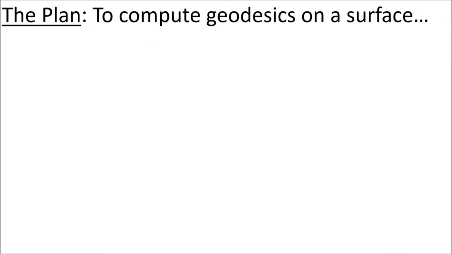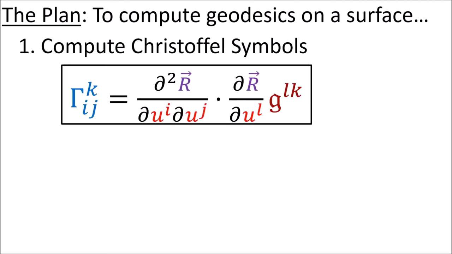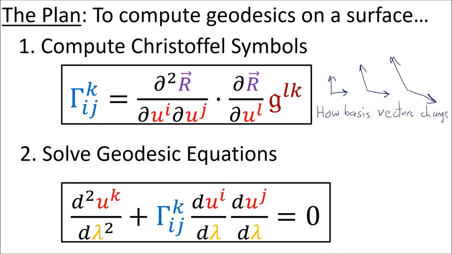So our general plan for computing geodesics on a surface has two steps. First, we calculate the Christoffel symbols, which give us information about how basis vectors change from point to point on the surface. And second, we plug the Christoffel symbols into the geodesic equation and solve for the path, which is a set of u-coordinates as a function of the path parameter lambda.